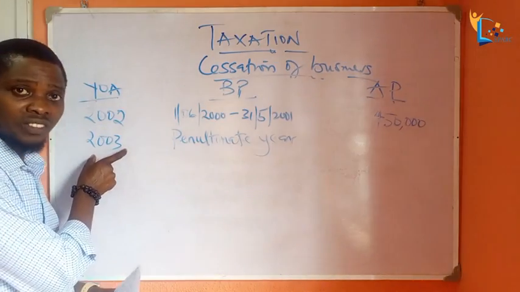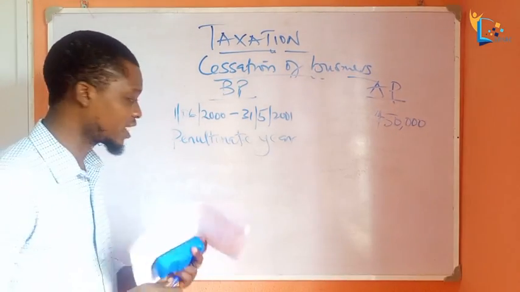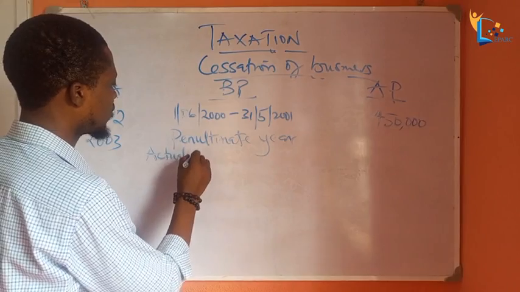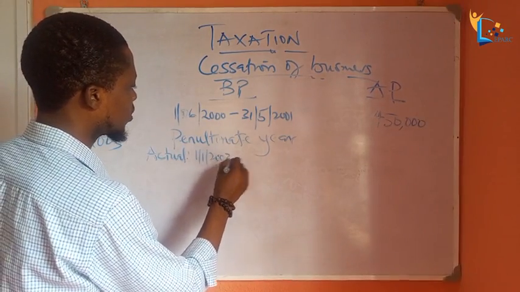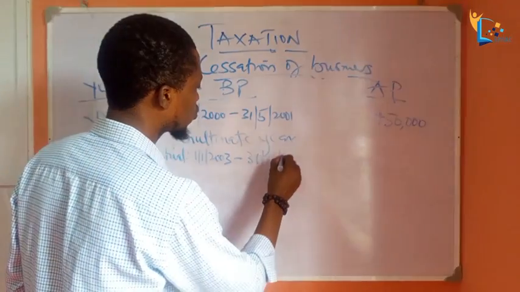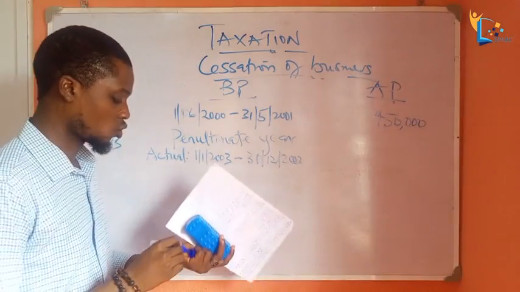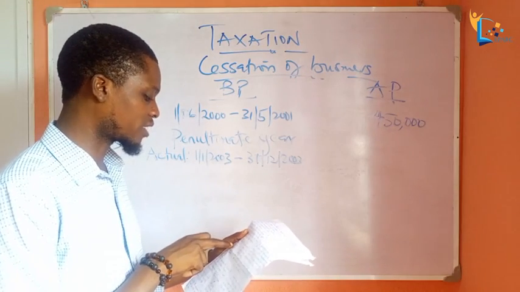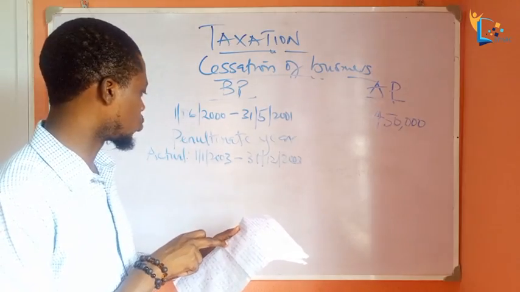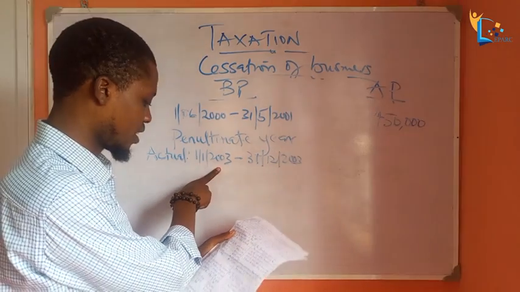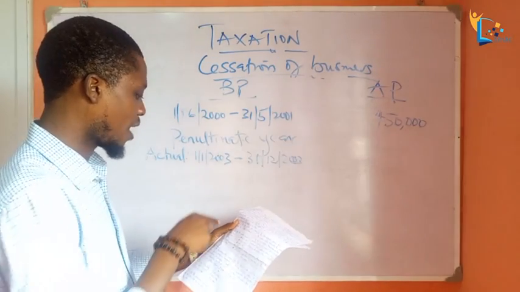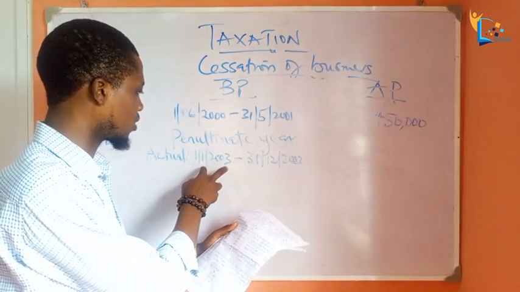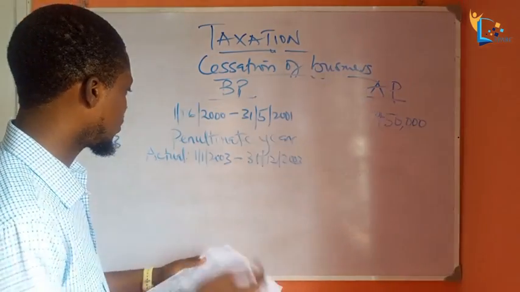So our penultimate year is 2003. So we are computing for 1st of January 2003 for actual. We have 1st of January 2003 to 31st of December 2003. Okay? So do we have any information on that? From our question here, we have the period to 31st of May 2002, and 1st of January 2003. That is to say, we have some information here in 2002.